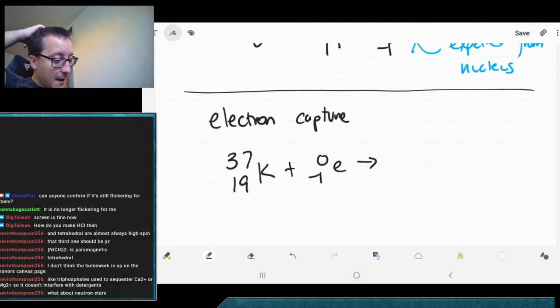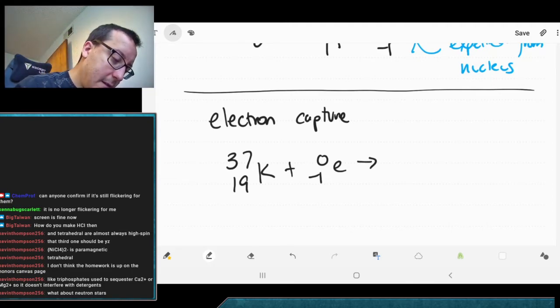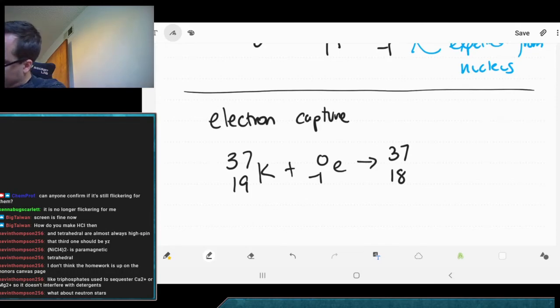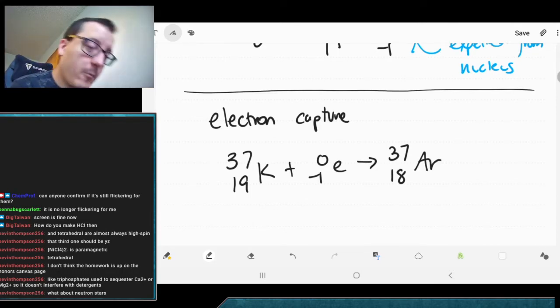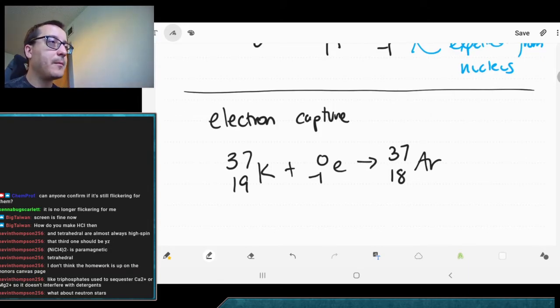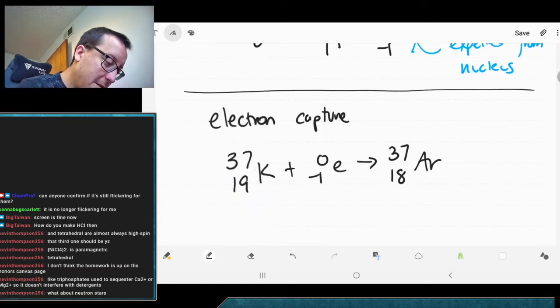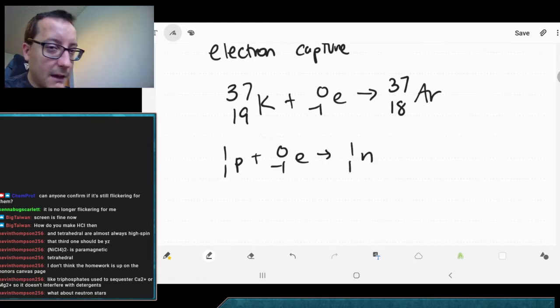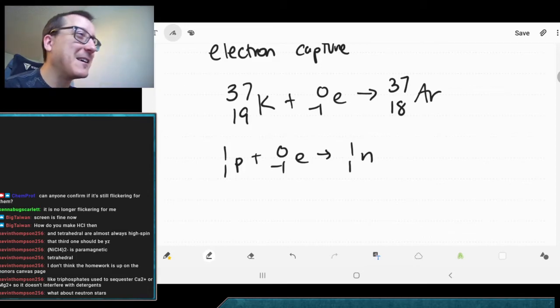Okay, what happens in this process is we end up decreasing our atomic number by 1. Number 18 is argon. So this is kind of the opposite process. This is now a proton and an electron transitioning into a neutron. Again, not in reality. In chemistry, that's what happens.